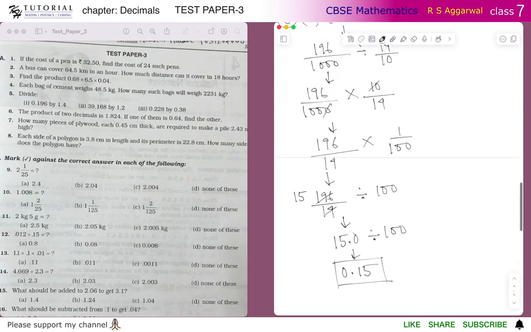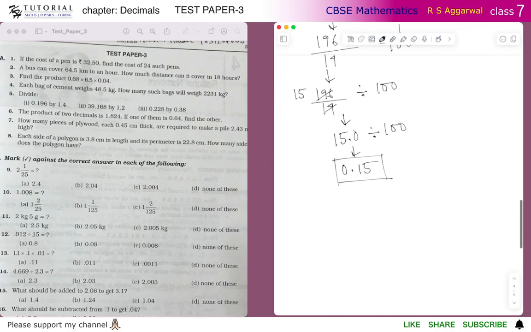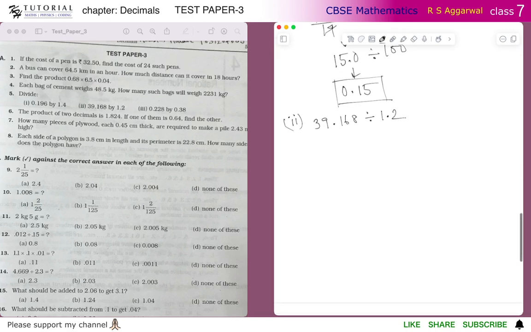Now that was number 1. Number 2 is asking 39.168 divided by 1.2. Okay, first we convert the decimal numbers to decimal fractions. This becomes 39168 by 1000, because its decimal places is 3. This is divided by 12 by 10.